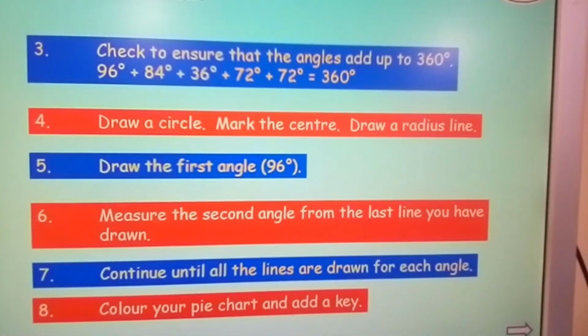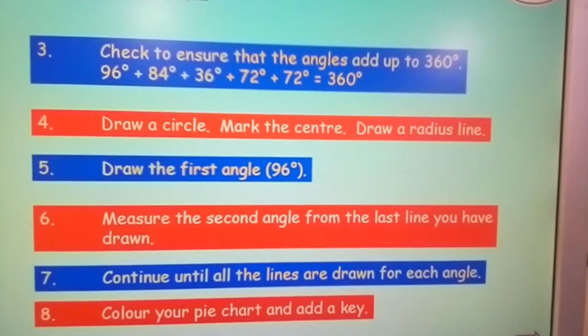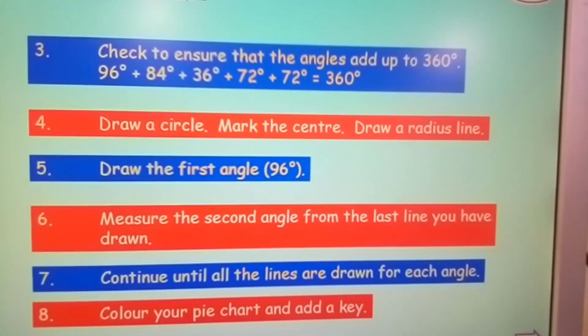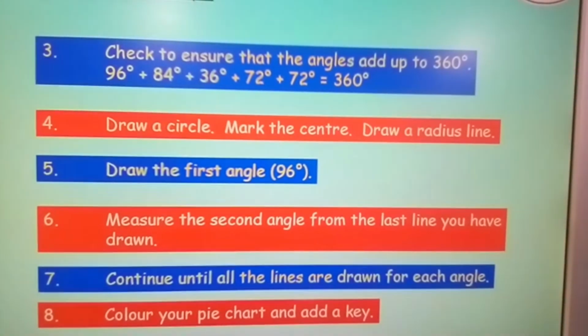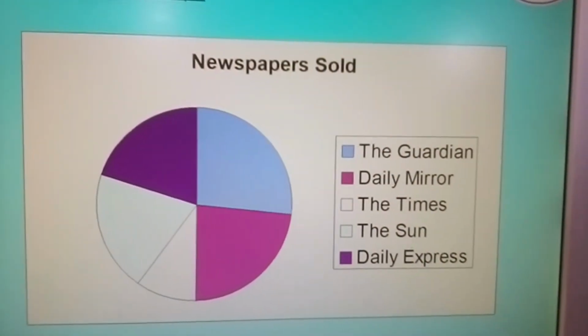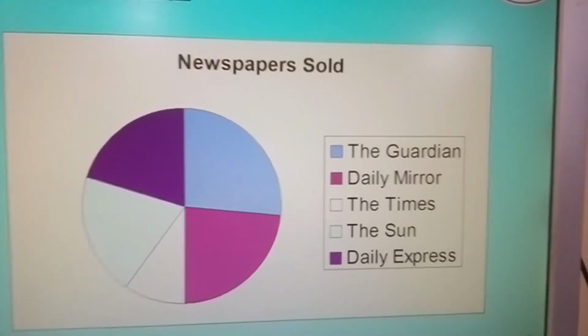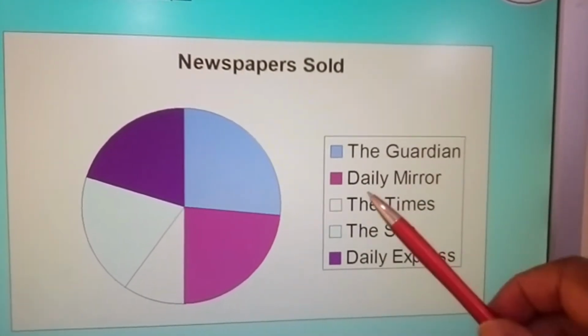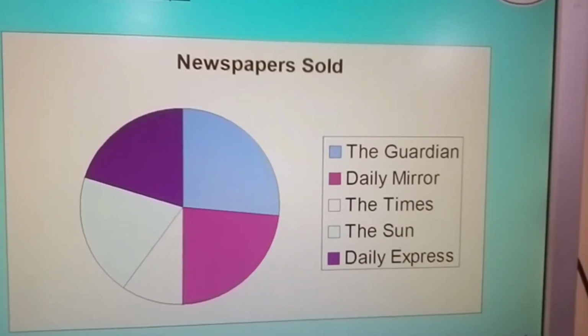Okay, here we are, and here's an example. Now, these examples are here for you to do. So do them. Do not just think you can glance through them on the screen. Actually do them. Example using where one newspaper sold: The Guardian, Daily Mirror, The Times, The Sun, Daily Express.